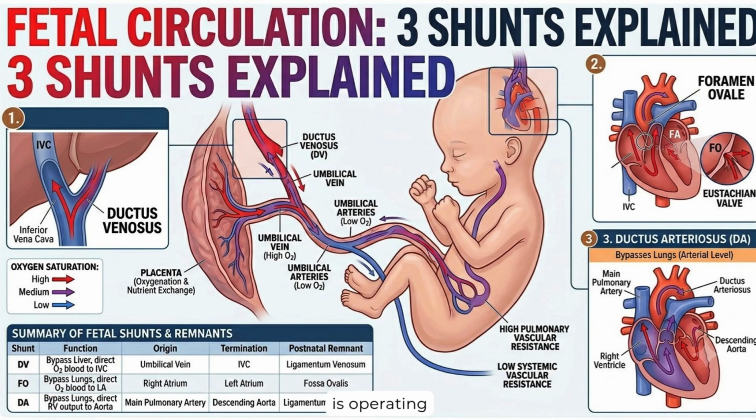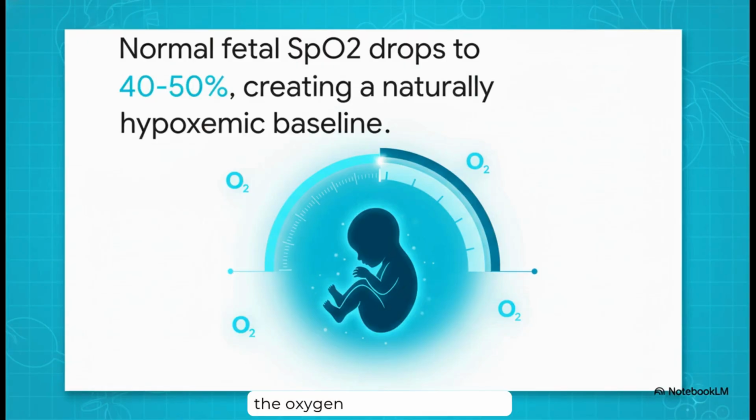But because the fetus is operating in this parallel circuit, the oxygen saturation naturally drops to an intrapartum mean of about 40 to 50%. Keep this totally counterintuitive physiological norm in mind. It is entirely normal for a healthy newborn to appear cyanotic in those first few minutes after birth. Their baseline is effectively hypoxemic compared to an adult.